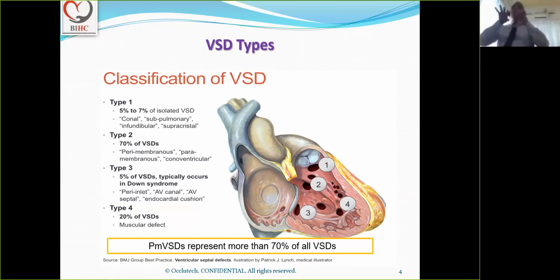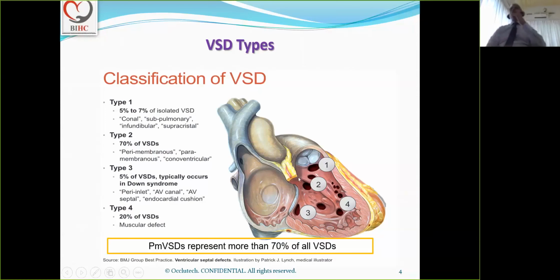The surgeon, when he opens the pulmonary artery, can see this through the pulmonary valve and can close it without actually opening the heart, opening the ventricle. This is less common. It accounts for only about 5 to 7% of isolated VSDs. But the overwhelming number of VSDs that you see, 70%, is perimembranous. A perimembranous defect is necessarily below the crista, it is infracristal.